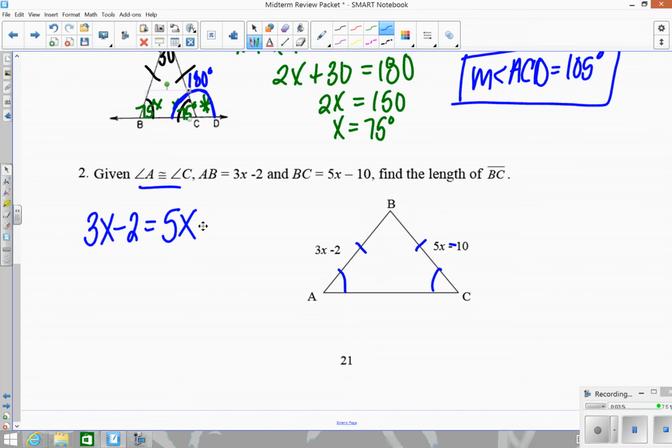So 5x minus 10. And we're going to just solve this equation for x. So they gave me the two lengths. I'm setting them equal because I have an isosceles triangle, and I need to find the length of BC. So go ahead and solve this.